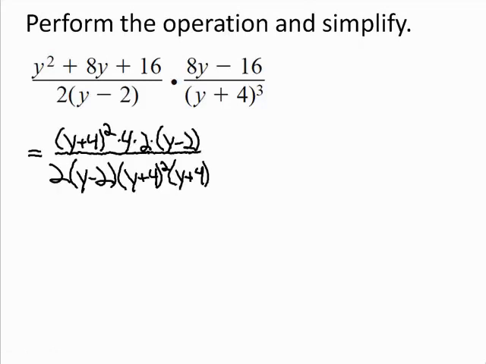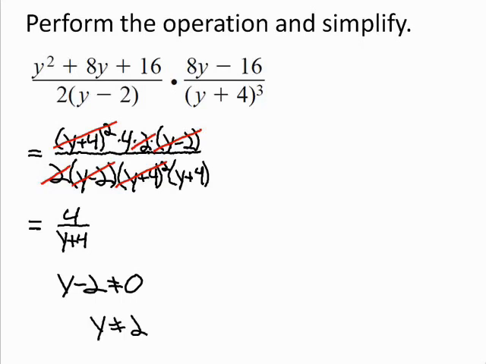There is a 2, a y plus 4 squared, and a y minus 2 in both the numerator and denominator, so they cancel out. You are left with 4 divided by the quantity y plus 4. This expression has to have the same domain as the original expression. In the original expression, there is a y minus 2 in the denominator, so y minus 2 cannot be equal to 0. Add 2 to each side. Y cannot be equal to 2. The simplified expression is 4 divided by y plus 4, where y is not equal to 2.